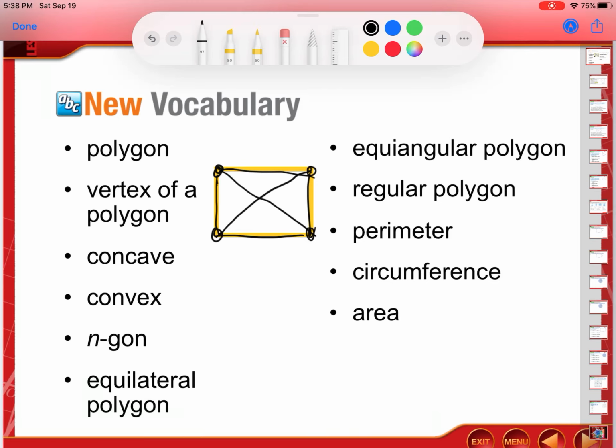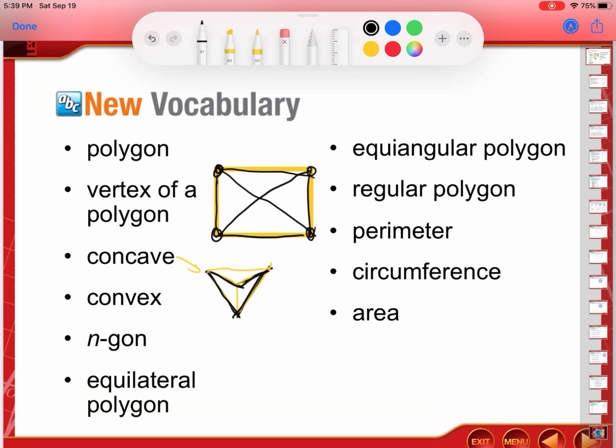So if we had something that was concave, it might look like that. And then when we drew our lines in, we can see this yellow line falls outside of the shape, which makes the polygon concave because that line falls outside of our shape's borders. So that's a brief overview of concave and convex.